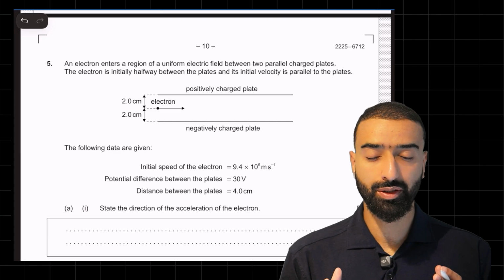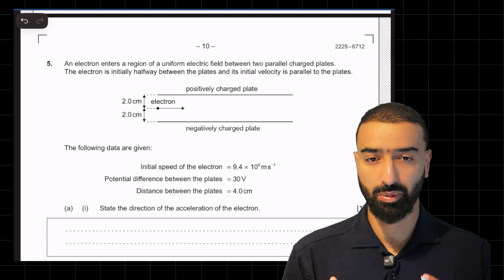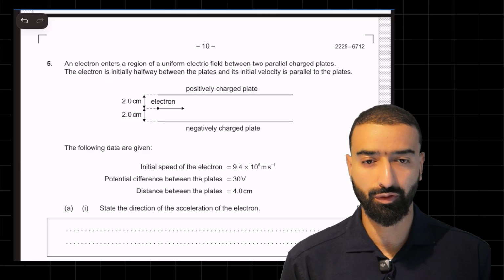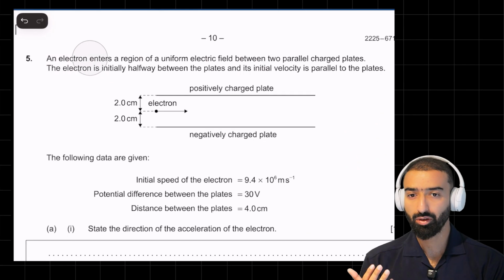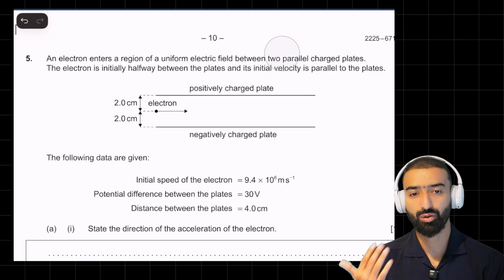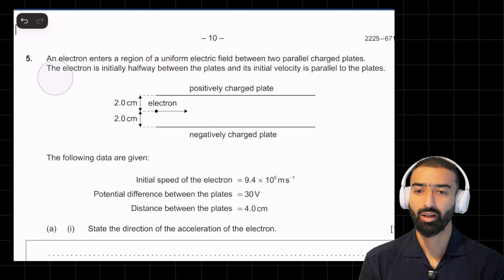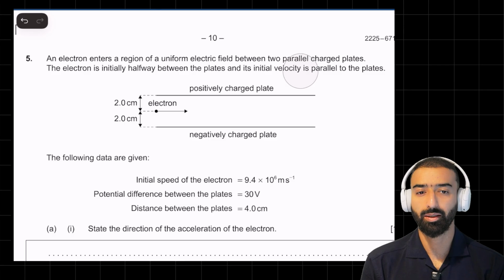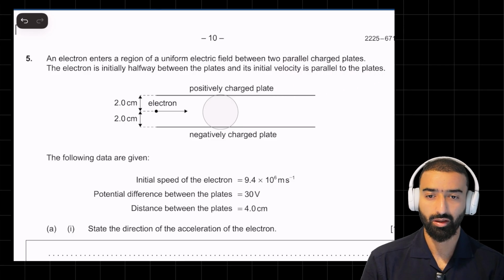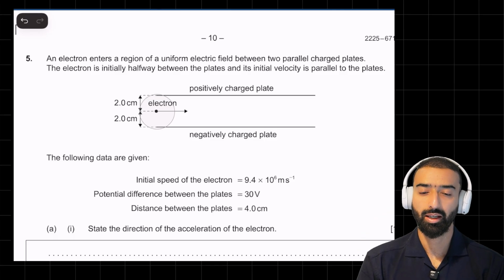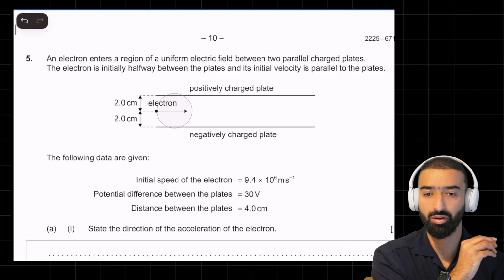This is an IB Physics Topic D SL Paper 2 exam problem. If you're aiming for a 7, you need to be comfortable with this. An electron enters a region of a uniform electric field between two parallel charged plates. The electron is initially halfway between the plates and its initial velocity is parallel to the plates. As shown here, the electron is midway between the plates and it has been pushed horizontally.